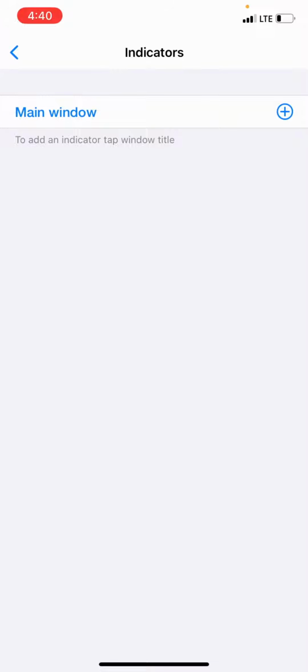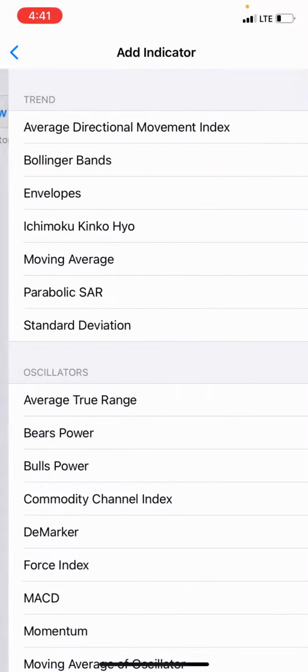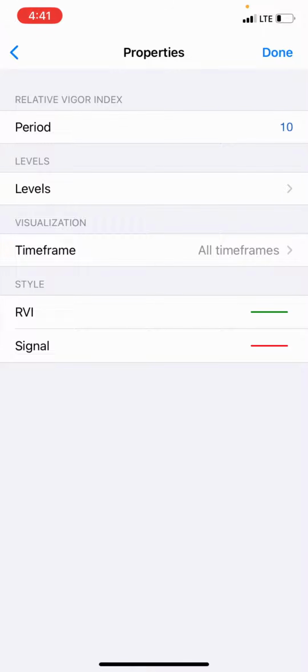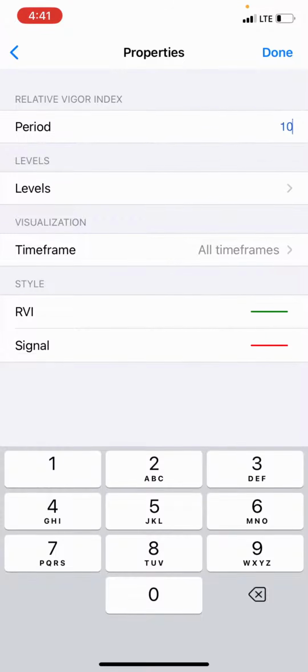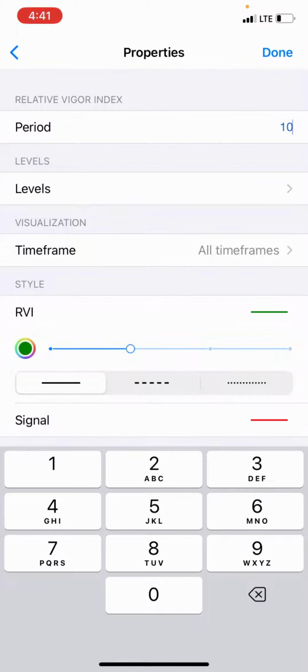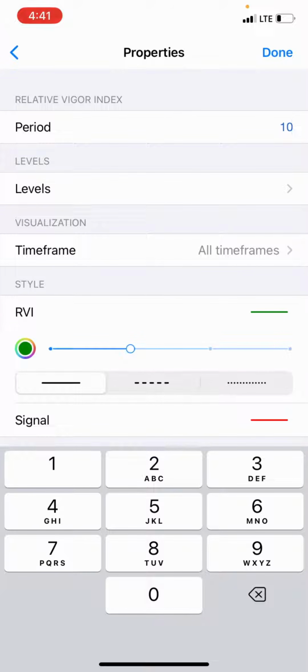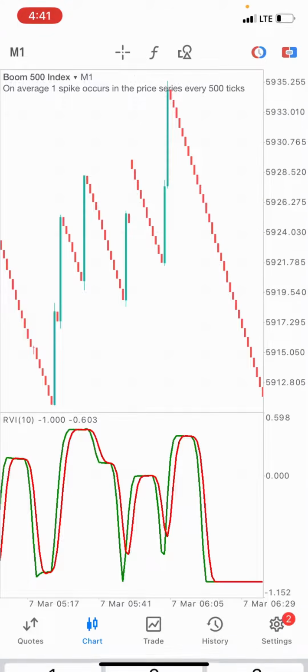Now first of all, we're going to put in the relative vigor index, which is the RVI. We're going to look for the RVI indicator right here. We're going to set the period to 10. Then the RVI is going to be green on 2 pixels, while the signals are going to be on 2 and red. You put the line on this first one, same as the RVI. Then you click on done.